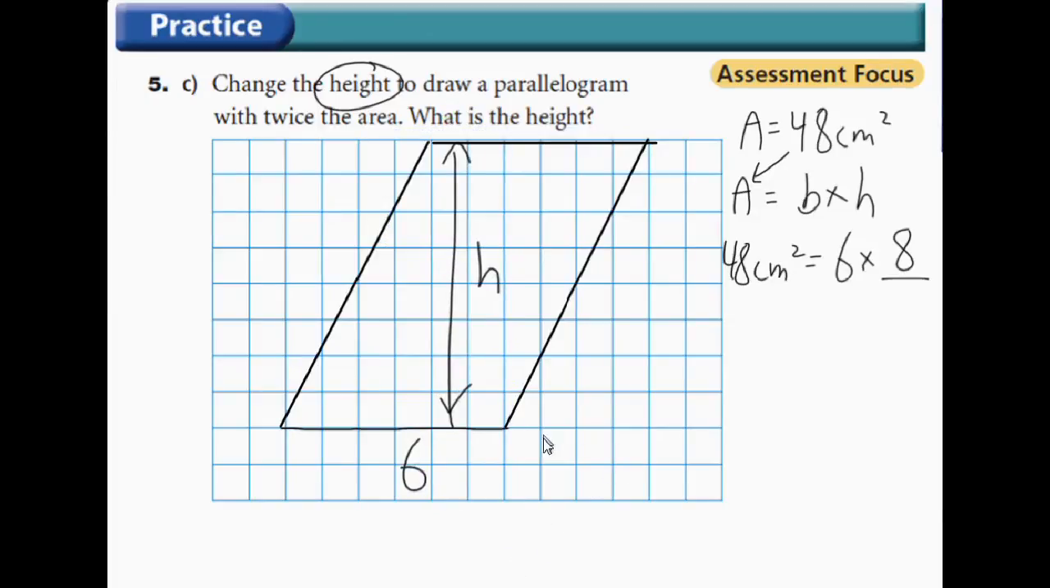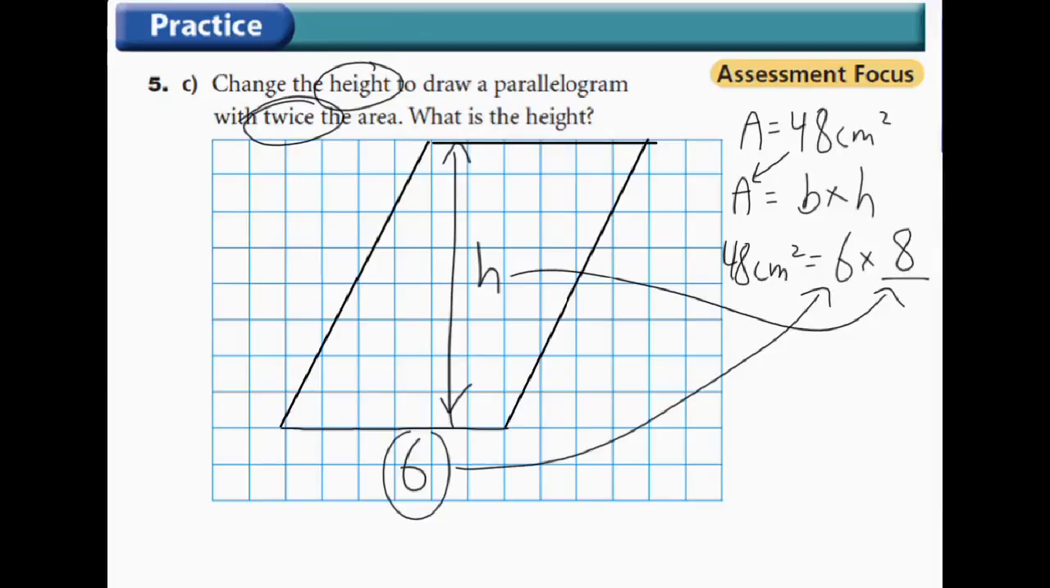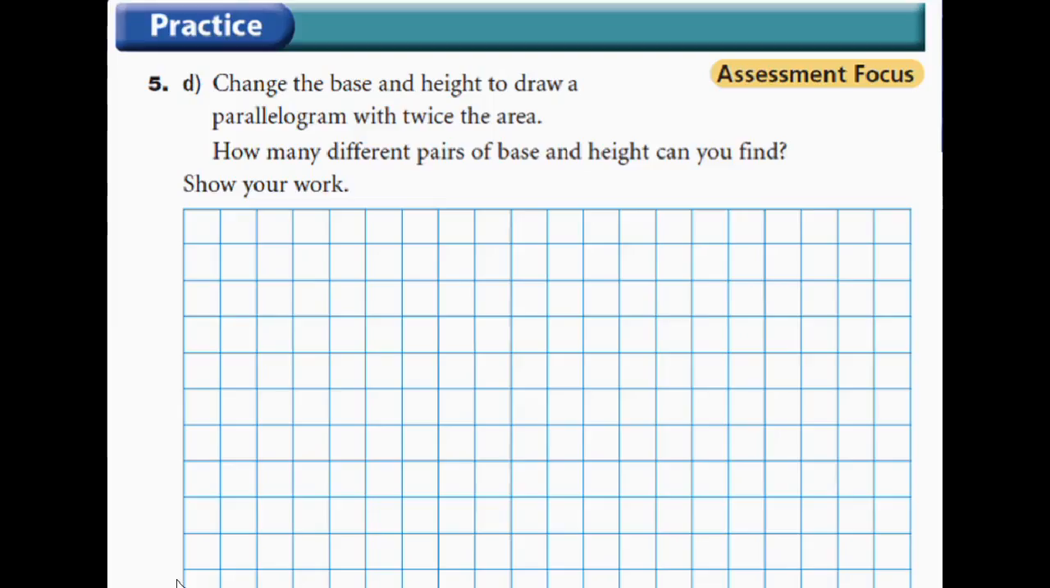So now we have base times height. Our base is 6, and our height is 8. So we doubled our height, and that gave us twice the area. Let's go on to part D. Change the base and the height this time. So they want us to change the base and the height to draw a parallelogram with twice the area.